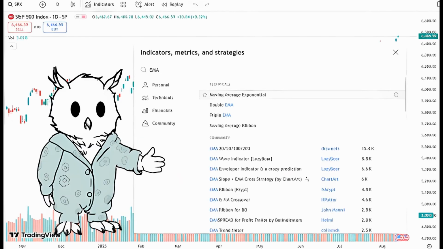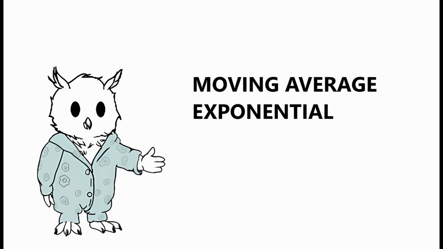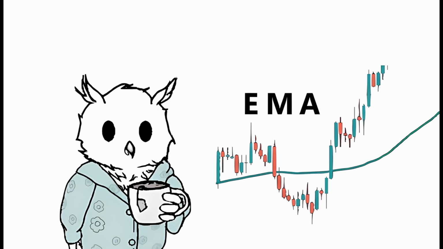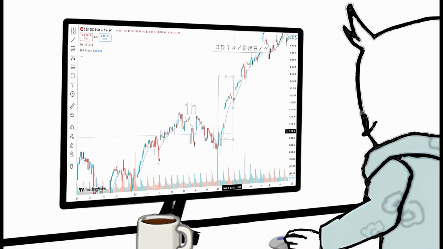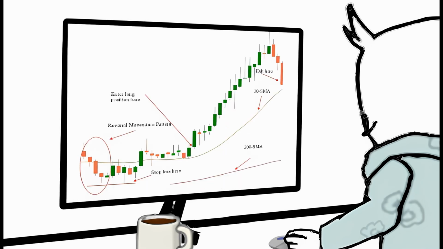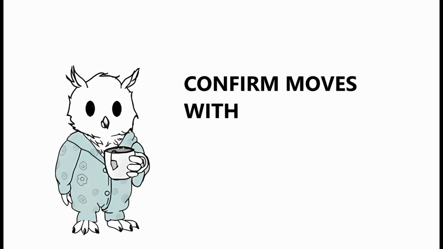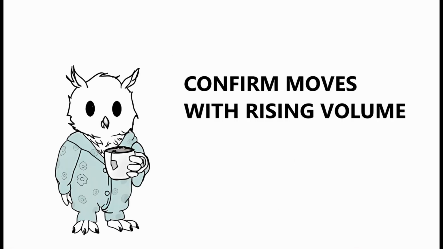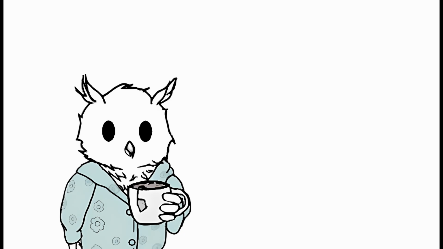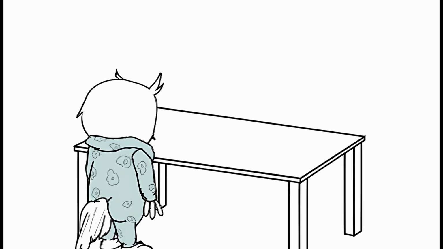Now, you can add a 20 period exponential moving average, known as EMA, which weighs recent price movements. In an uptrend, only buy above the EMA. In a downtrend, only short below. Confirm moves with rising volume, spikes showing conviction. But this is not gambling, it's merely reactions. So react with a plan.